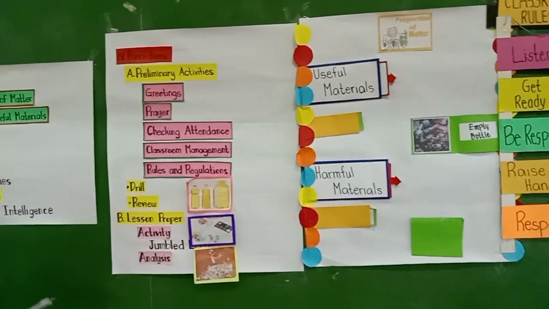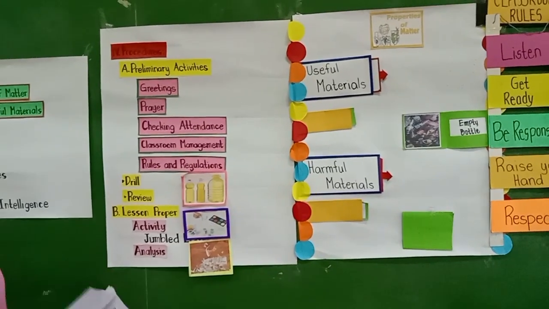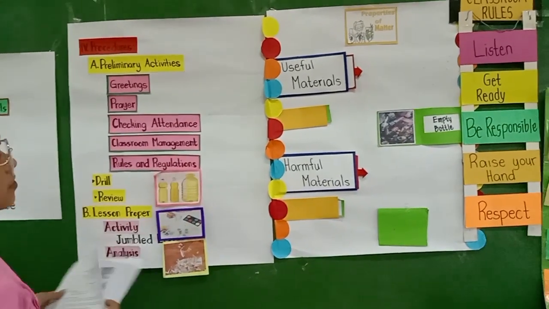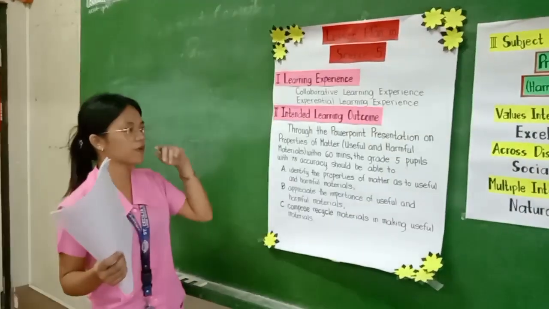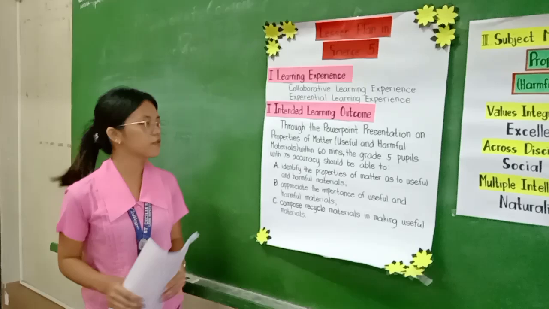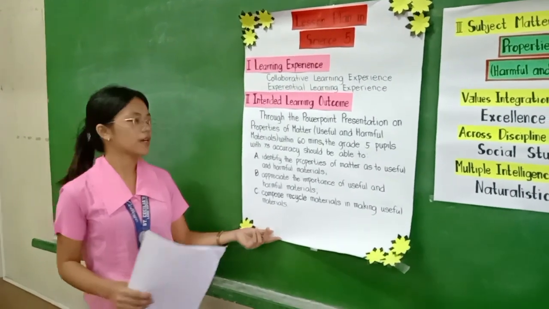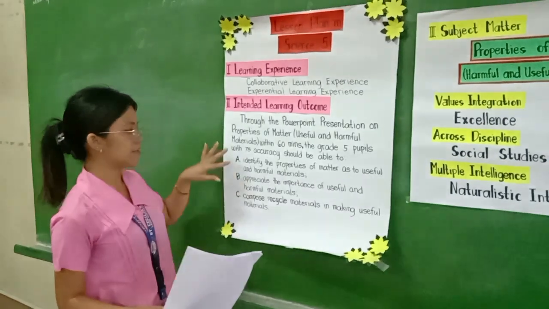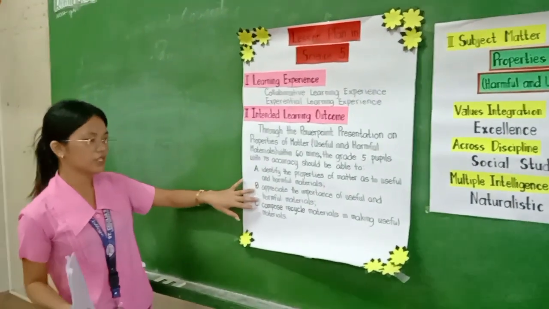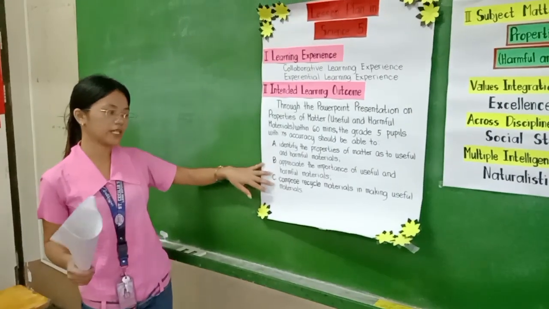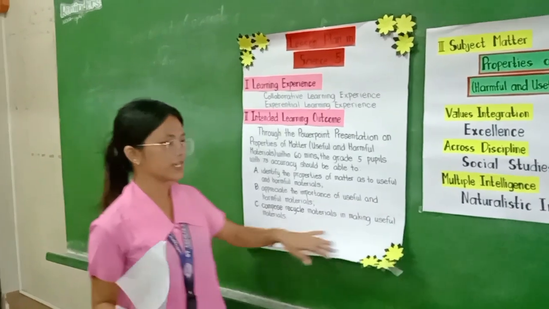So next, before we go on to our proper lesson, we go back to our objective. Through the visual presentation on properties of matter, useful and harmful materials within 60 minutes, the grade 5 pupils with 75 accuracy should be able to identify the properties of matter as to useful and harmful materials, appreciate the importance of useful and harmful materials, and compose recycled materials in making useful materials.